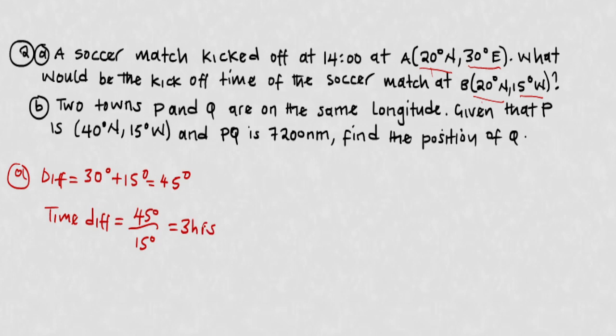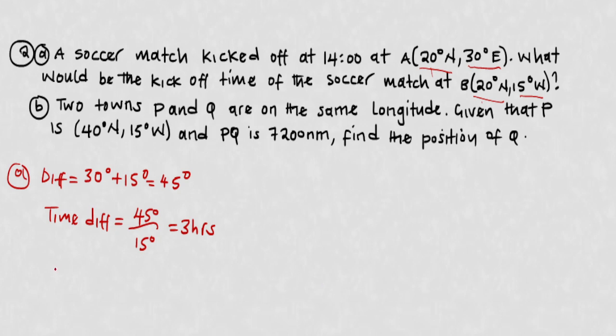Now the question we ask ourselves is: should we add 3 hours to 14 or subtract 3 hours from 14? So let's first understand where we are moving. We are moving from east to west. Remember, if we're moving from west to east, there is an increase in time. Now we are doing the opposite, moving from east to west, so there is a reduction in time. So instead of adding the 3 hours to 14 hours, we're going to subtract it from 14.